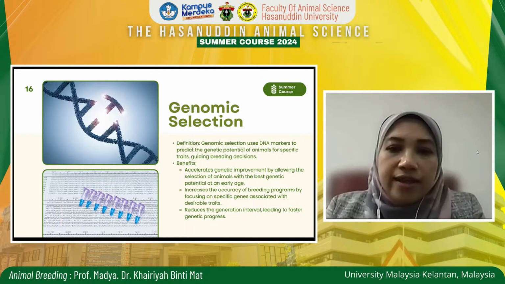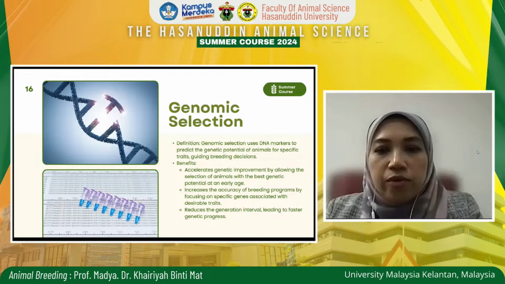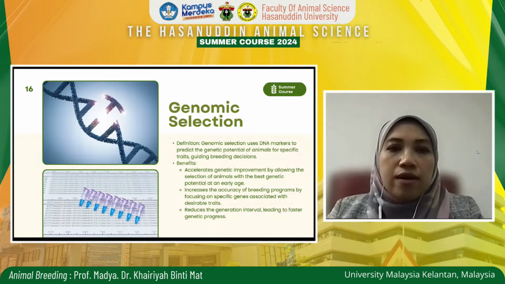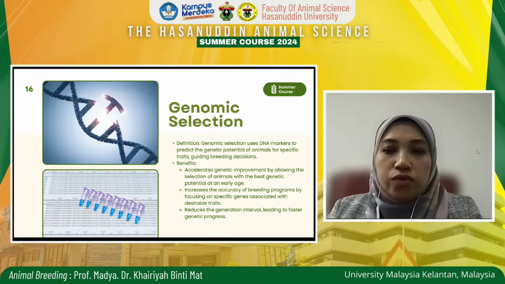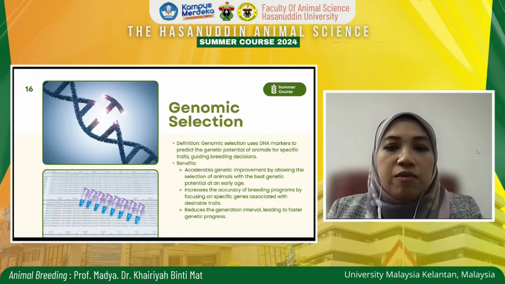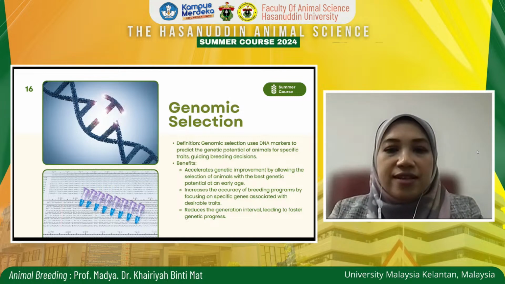And then it helps increase the accuracy of the breeding program by focusing on specific genes that we want to use for certain traits that we want to produce. It will also help in reducing the generation interval, leading to faster genetic progress.